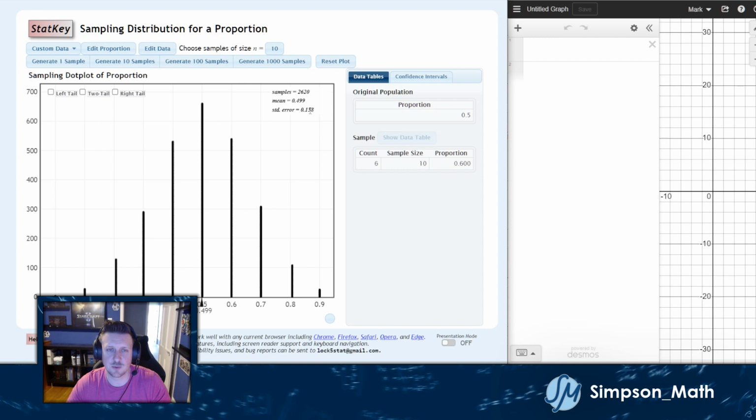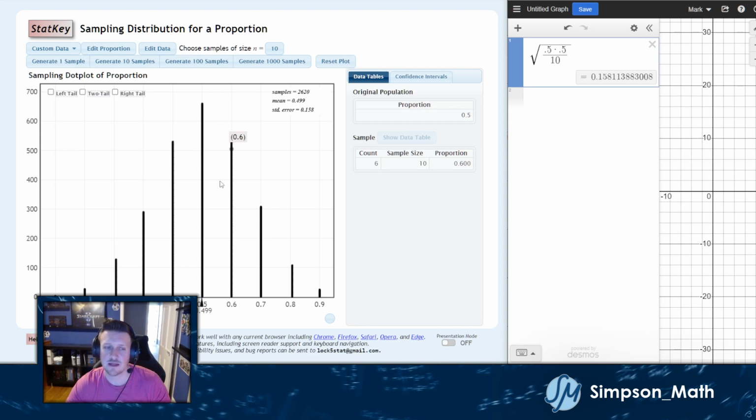But here my standard error is 0.158. That might be a little bit small, but this is 0.158. I want to use our formula for the standard error. So I'm going to do the square root of p hat q hat over n. So 0.5, I'm going to go ahead and get my fraction in there, 0.5 times 0.5 over n. And when I do, I get 0.158 with more decimal places.